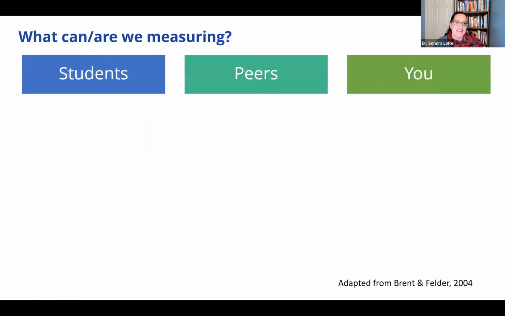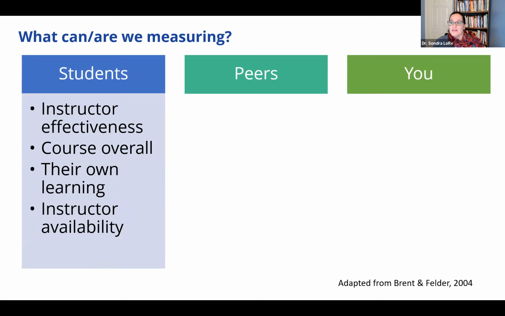And then our last slide together was, we talked about some key points that have been adapted from Brent and Felder, who did a study about what exactly it is that we can measure. What are we measuring when we're collecting information from students, from peers, and from yourself? So we can collect from students how effective they feel the instructor is. We can collect information about the course overall. We can collect information from students about their own learning and growth. And we can collect information from them about how available they feel you were in helping them meet their needs.